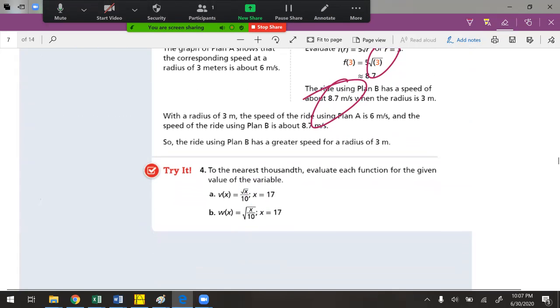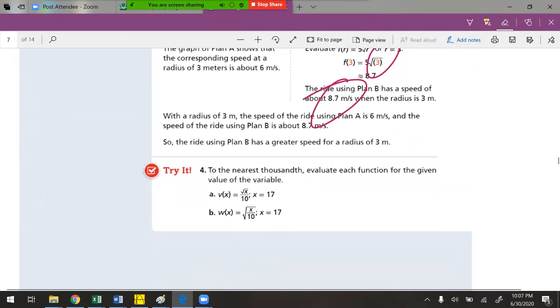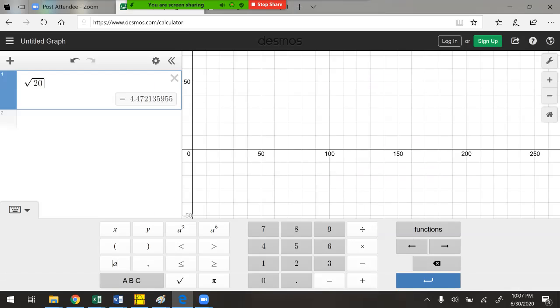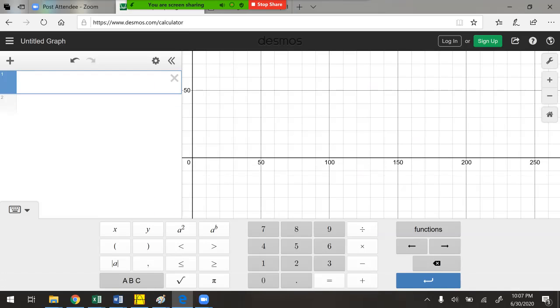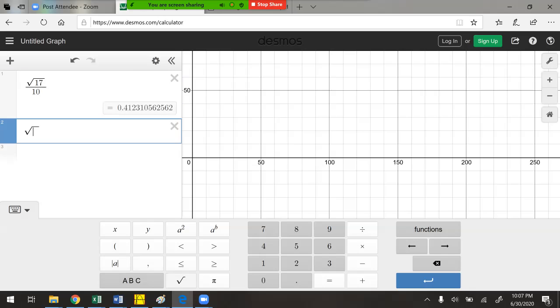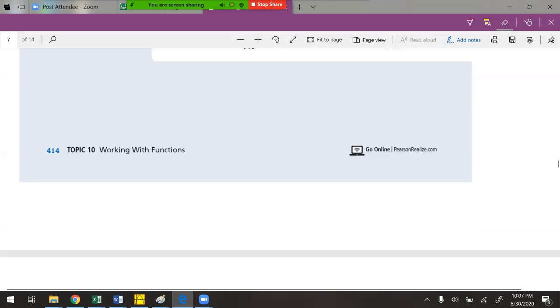Notice the difference: there's a radical on top compared to the radical around the whole fraction. So there's actually a big difference. We're going to plug in 17. So I'm going to have radical 17 divided by 10. Or let's do radical 17 divided by 10, big difference, because they're written differently. This is not a hard lesson.